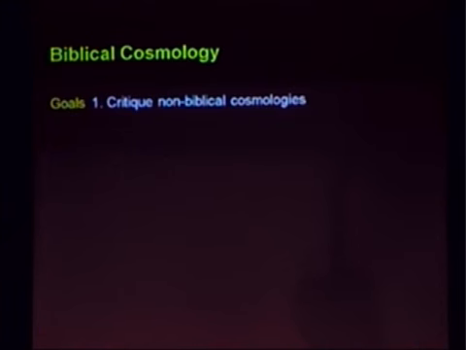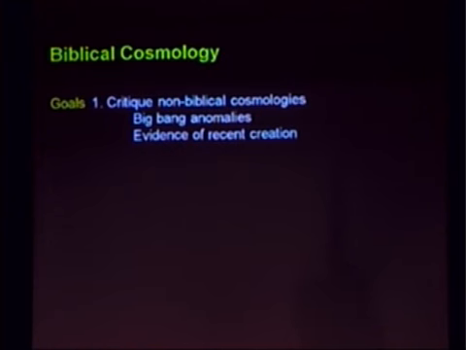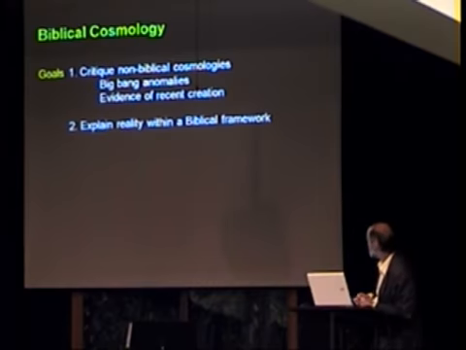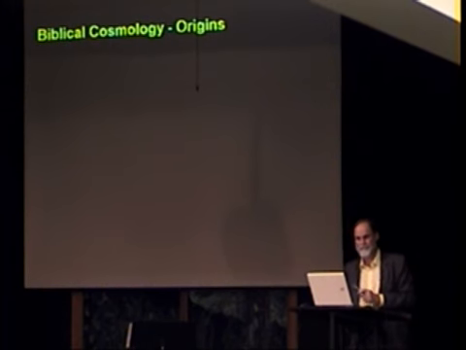There is a number of goals, 2 different goals of biblical cosmology. One would be to critique non-biblical cosmologies. So for example, you could look at the Big Bang and consider the problems that they're having and the difficulties, and considering that to be a disproof. So you could look also at evidence of recent creation. But another way of doing it is to set up your own cosmological model, a bit more constructive, and trying to explain reality within a biblical framework.